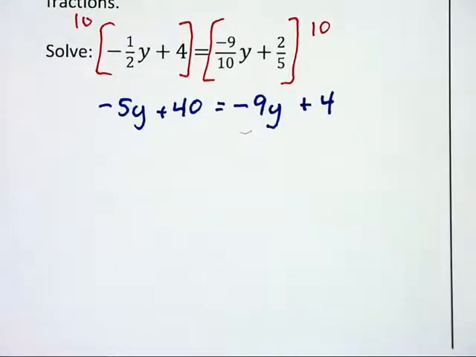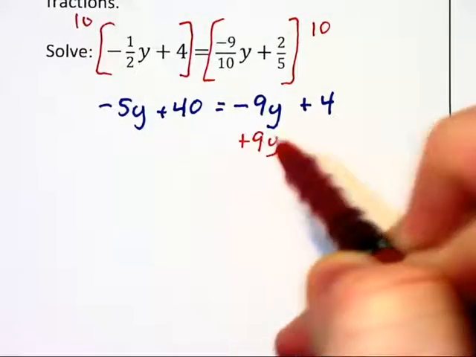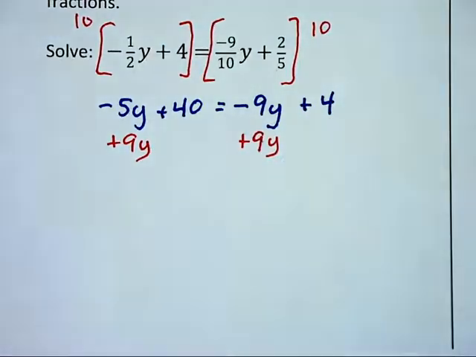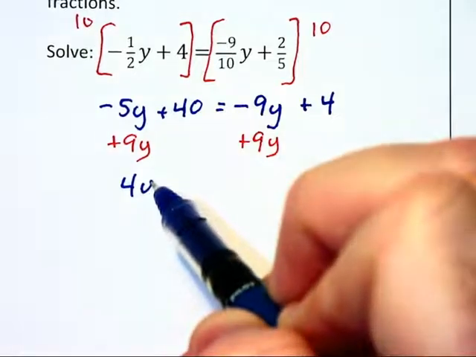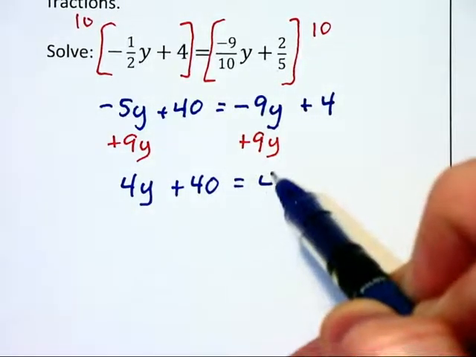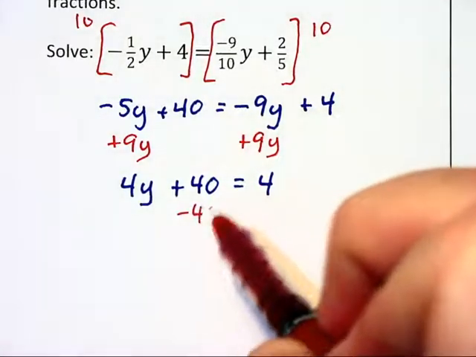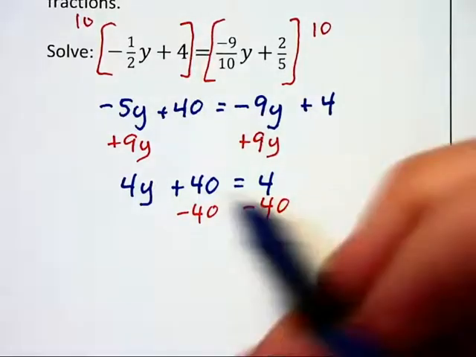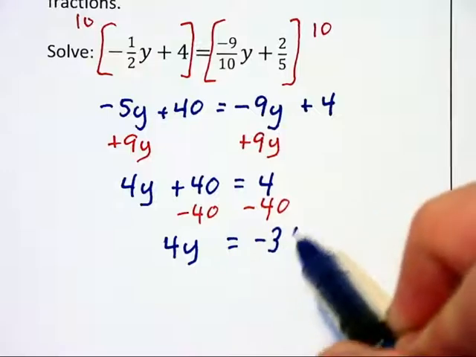So now it's time to get all the variables to one side. And I will add 9y to each side of the equation to get rid of the y's on the right and bring them to the left. So we will have 4y plus 40 is equal to 4. Finally, I will subtract the 40 on each side and then divide by 4. So subtracting 40, I now have 4y equals negative 36.